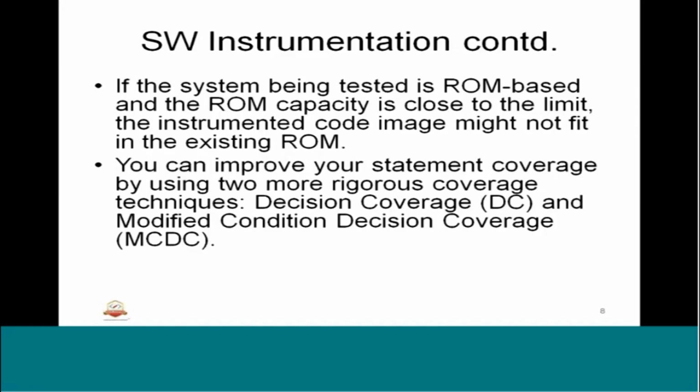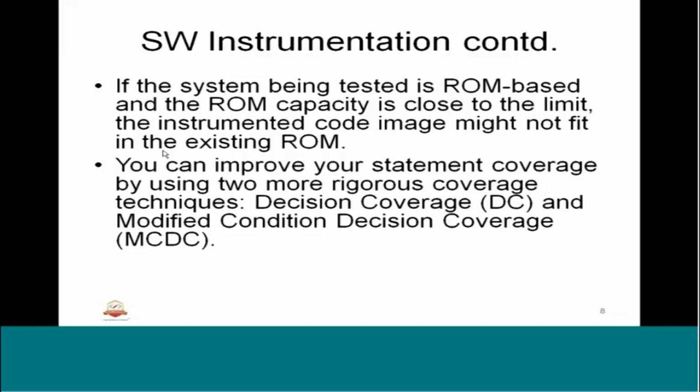And the challenging, or interesting, part is that if the system being tested is ROM based and the ROM capacity is close to the limit, the instrumented code image might not fit. As I said, if there are 50,000 lines of code, after the instrumentation is done it could come to something like 75k. Whereas if the embedded system has a memory of 75k, definitely it's on the border, or it may creep beyond that.